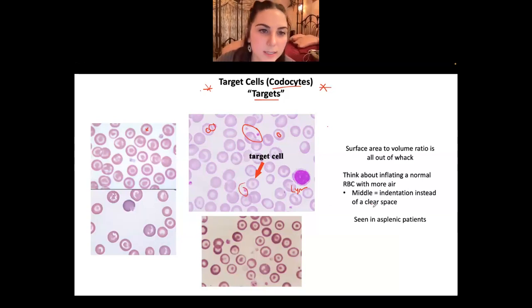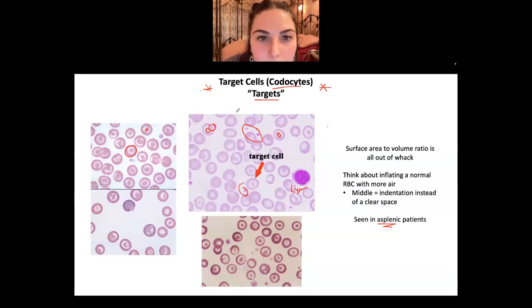When you see target cells, I tried to show you many images of them because they all look kind of different. They always look the same with the little indent. This is an indication of an asplenic patient. There are obviously other reasons to have target cells on your blood smear. They can also be normal. It's not a huge deal if you have target cells. But in an asplenic patient, more often than not, almost all the red cells would look like target cells.